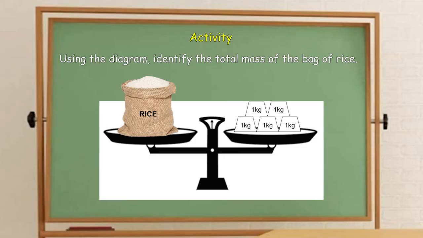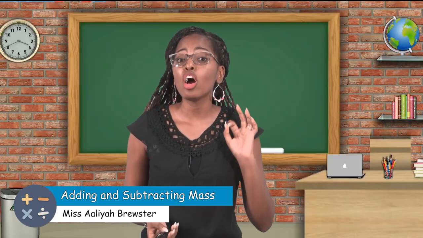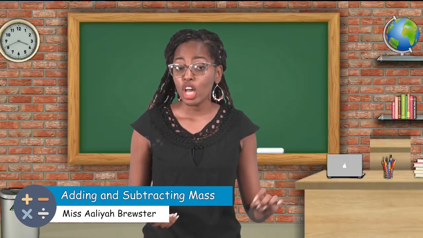Did you get it correct? Let's verify. Looking at the balance scale, we have one side with a bag of rice and the other side has 5 1-kilogram weights. This means that the bag of rice has a mass of 5 kilograms. So if you guessed 5 kilograms, then you are correct. Well done. Let's move on to discuss converting units of measure.